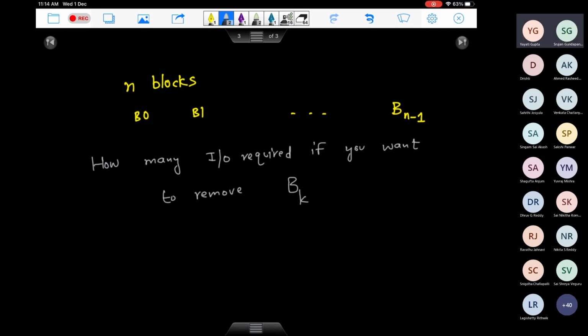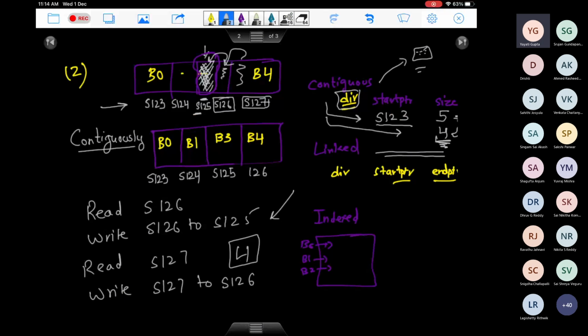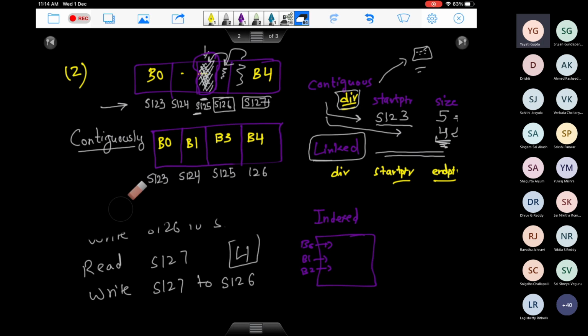So I'll leave this as a homework exercise. You try this on your own. If there is any query, you can ask me later on. All right, so the next question is, what if it was a linked allocation? Then what all changes do we have to do? How many input output operations? So let's just remove all this.